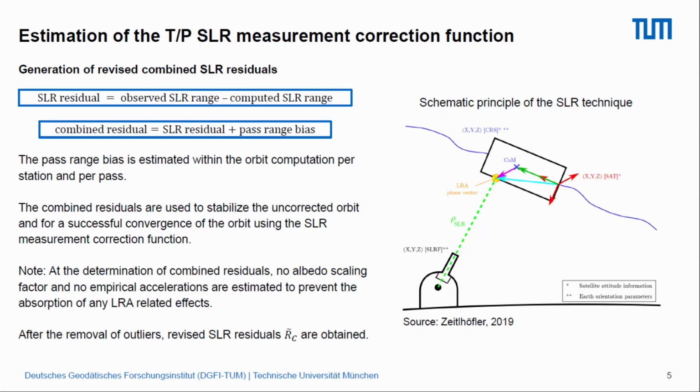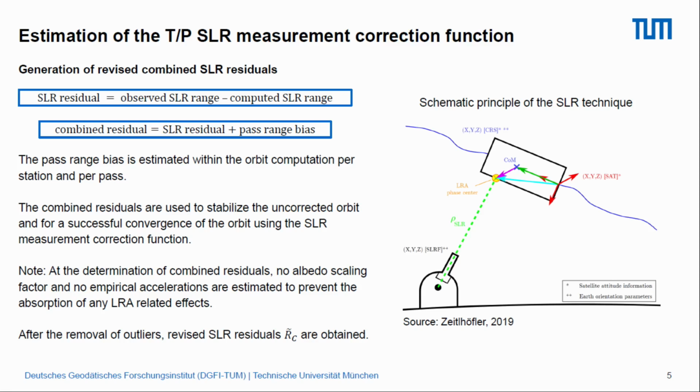But first, let me introduce two parameters. The first one is the SLR residual. It's the difference between the observed and the computed observation. In our initial orbit solution, we estimated range biases. Why did we do that? We had to stabilize the uncorrected orbit to converge in the right minimum. Otherwise, the entire process would not work. The next parameter is the combined residual, which is the combination of the actual SLR residual plus the pass-wise estimated range bias.